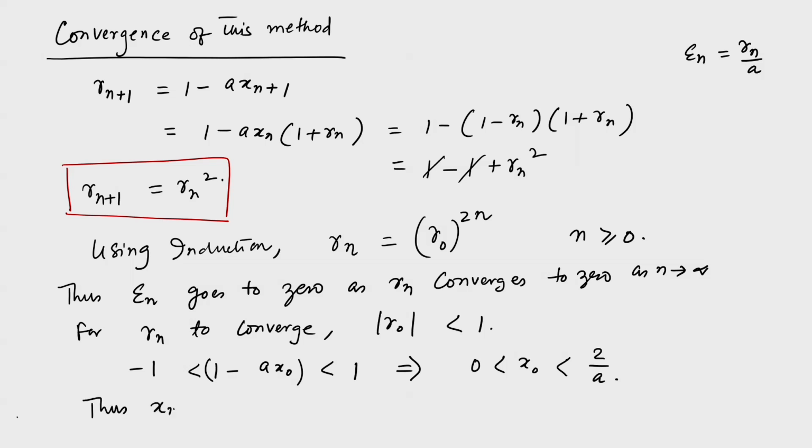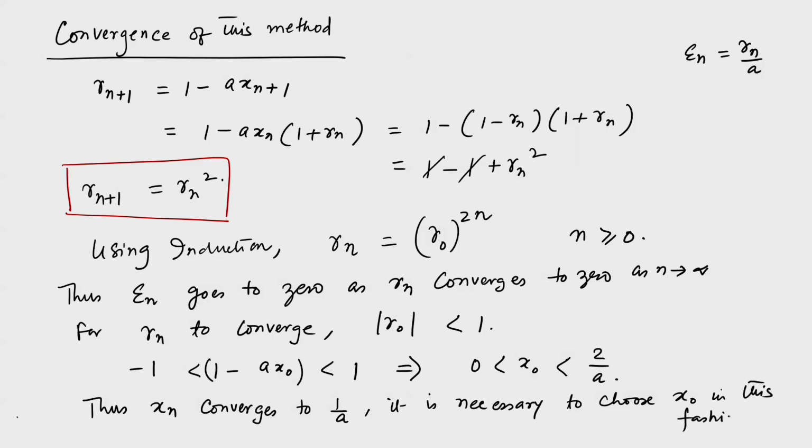Thus, Xn converges to 1 over A. It is necessary to choose x0 constrained by this, or rather in this fashion, whatever you want to write. Okay. So, that is the condition for one to have a convergence and so on.